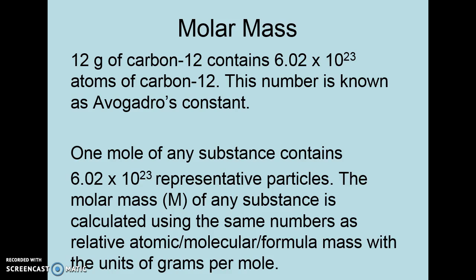And 1 mole of any substance contains that many, 6.02 times 10 to the 23rd, representative particles. A mole of carbon contains 6.02 times 10 to the 23rd atoms of carbon. A mole of copper contains 6.02 times 10 to the 23rd atoms of copper. A mole of pencils contains 6.02 times 10 to the 23rd pencils. So a mole is like a dozen. It's a way of counting things. But it's a way of counting things that are really, really small.